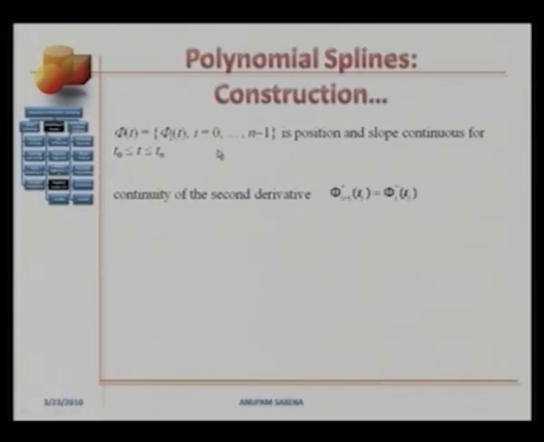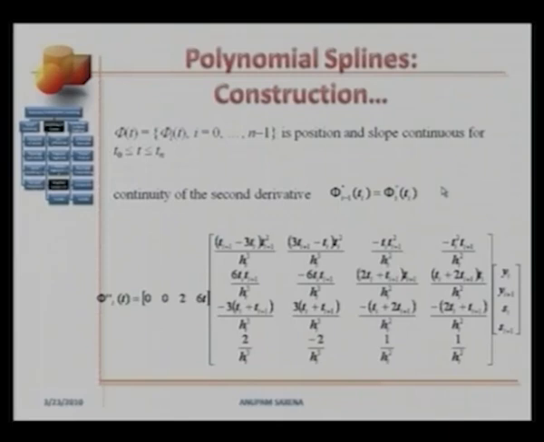Okay, this would mean that phi i minus 1, which is the i minus 1th segment, the second derivative of that at the knot value ti should be equal to phi, the ith polynomial segment, the second derivative of that at ti. From that previous complex relation, it should be possible for us to compute what the second derivative is.